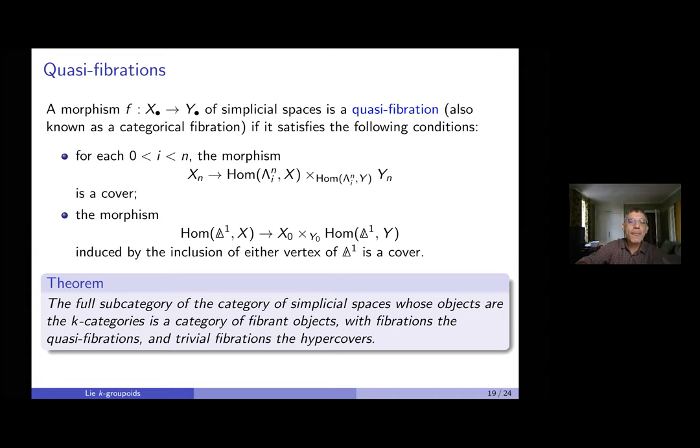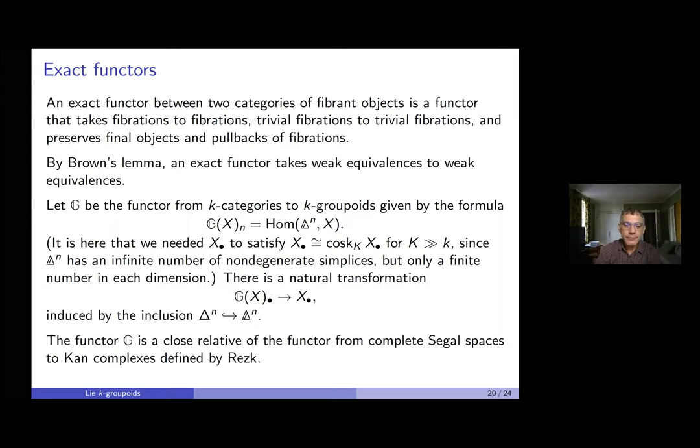And so now our next main result is that we give an exact functor between these two categories of fibrant objects. So one of these categories is the category of Lie K categories for fixed K, and the other is the category of Lie K groupoids. And somehow in the special case of categories and groupoids, it would be the groupoid of invertible morphisms.